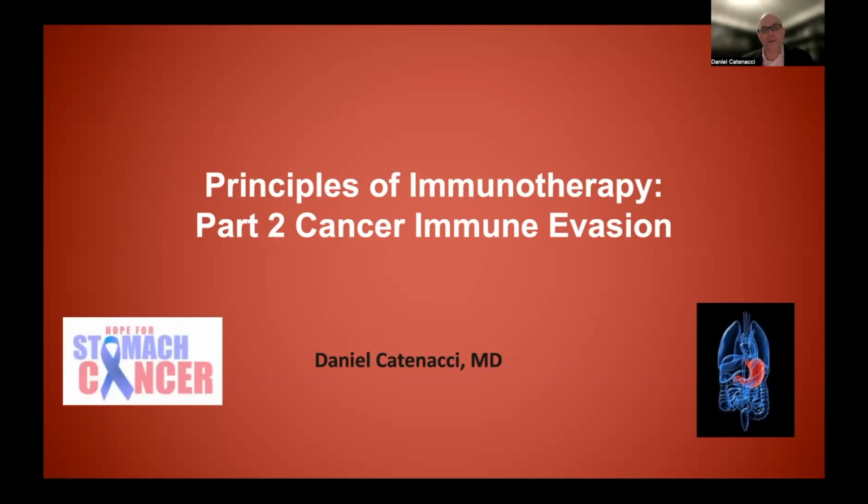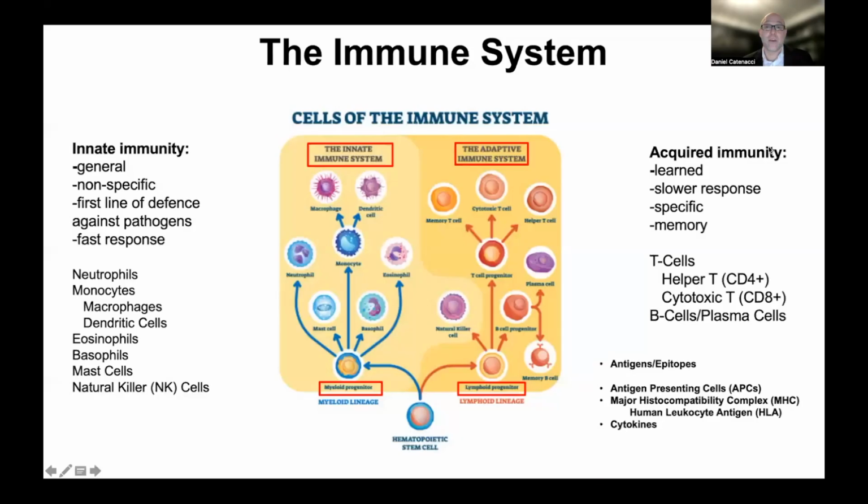Welcome to the second part of the Principles of Immunotherapy segment. In this part, we're going to be talking about how cancer cells evade the immune system. In the first part, we went over the basics of the immune system and the two main arms of the immune system, the innate immune system and the adaptive or acquired immune system.